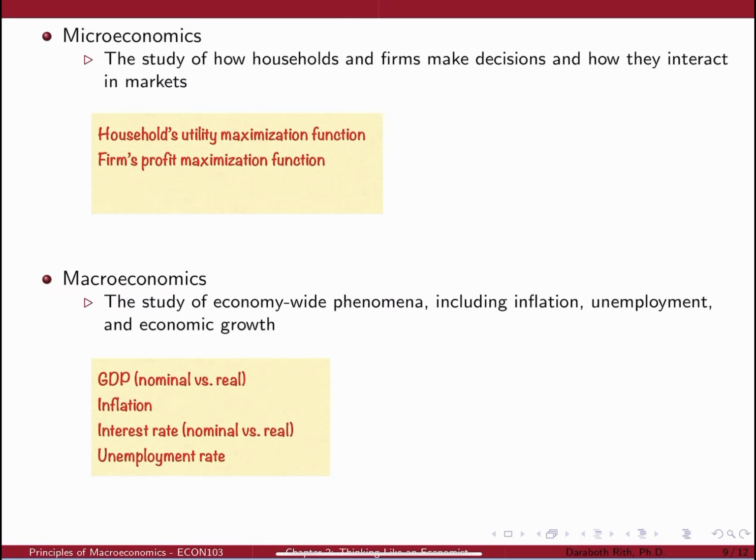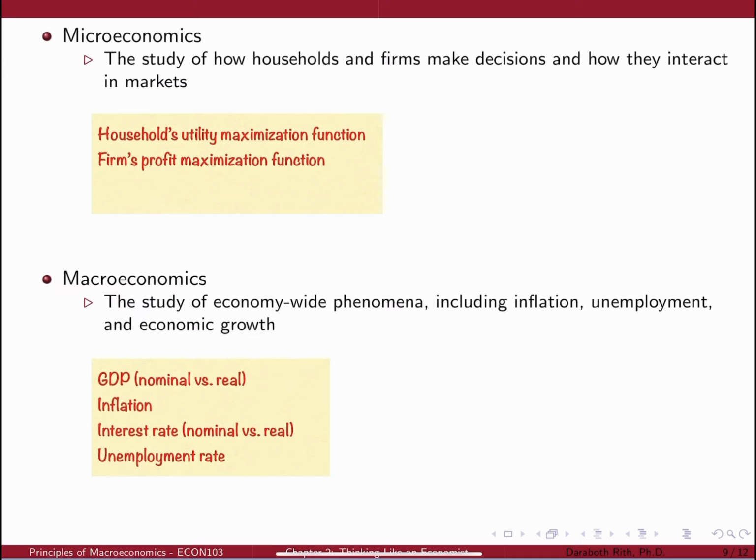Whereas in macroeconomics, the scope is on the study of economy-wide phenomena, including inflation, unemployment, and economic growth. You will come across topics that discuss GDP, nominal versus real terms, inflation, interest rate, and unemployment rate.